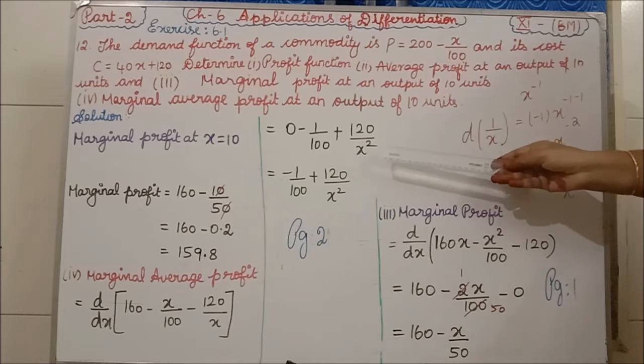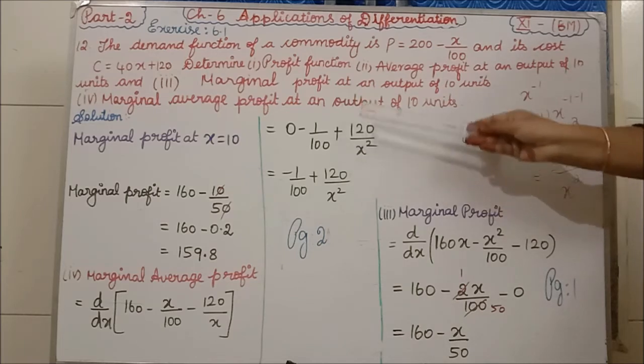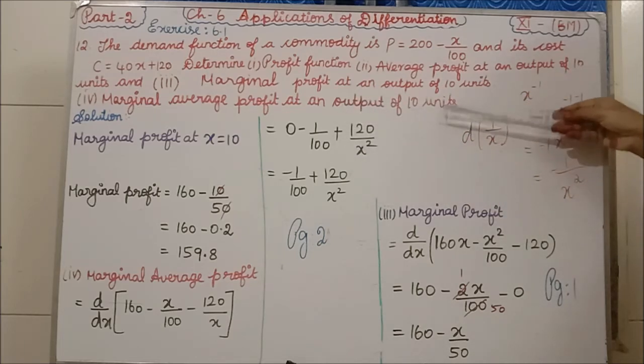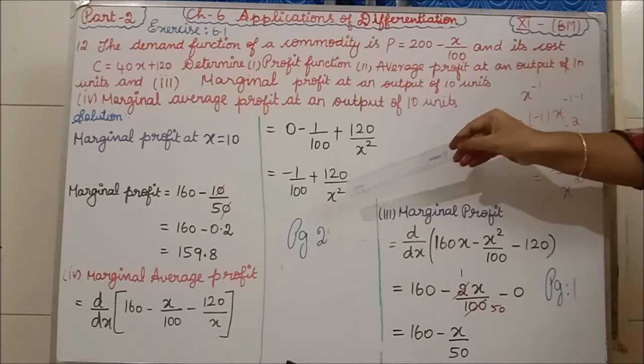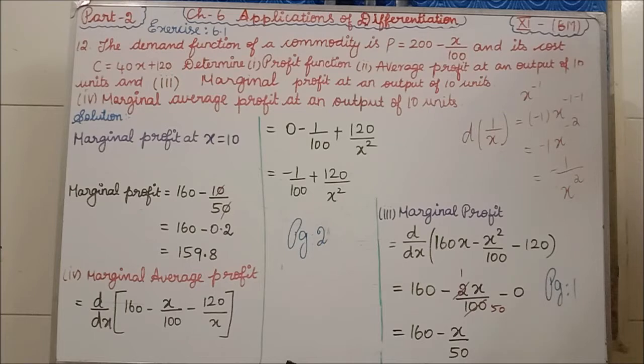Now this is the marginal average profit value. They have given an output of 10 units, so for the marginal average profit at x equal to 10, you have to substitute 10 in the place of x. We are going to find the value. After erasing this, I will do that step. Clear students, all of you?